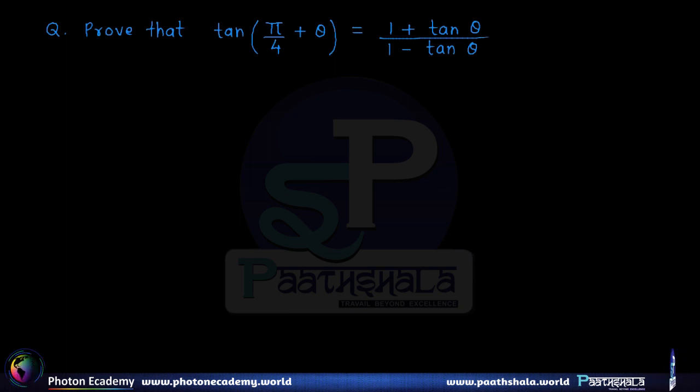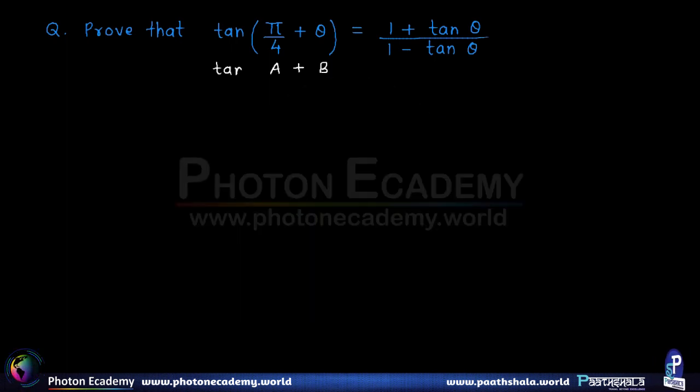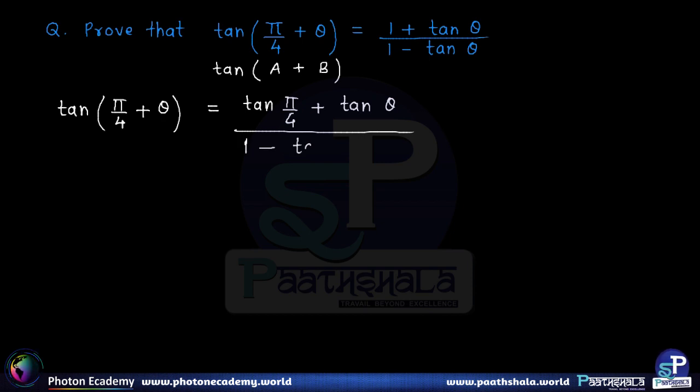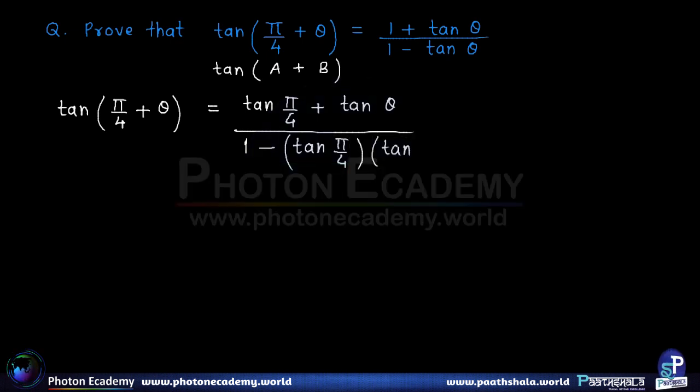Here we have to prove that tan of pi by 4 plus theta is equal to 1 plus tan theta upon 1 minus tan theta. So clearly we are going to use the identity of tan of a plus b on the left side. So let's write the left hand side, that is tan of pi by 4 plus theta. Tan of a plus b is tan a plus tan b upon 1 minus tan a tan b. So that gives us tan pi by 4 plus tan theta divided by 1 minus tan pi by 4 into tan theta, the product in the denominator.